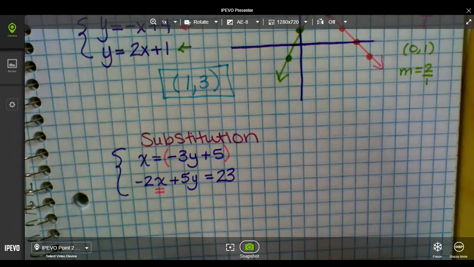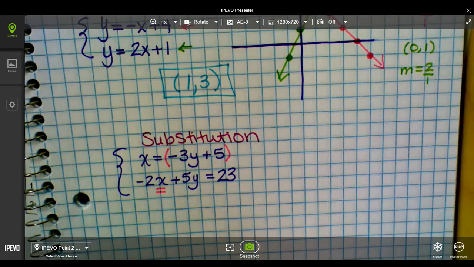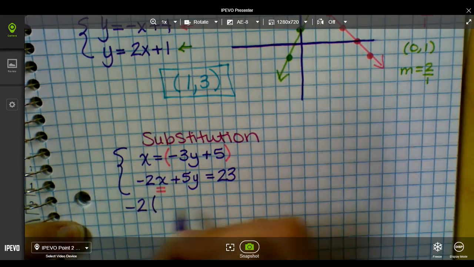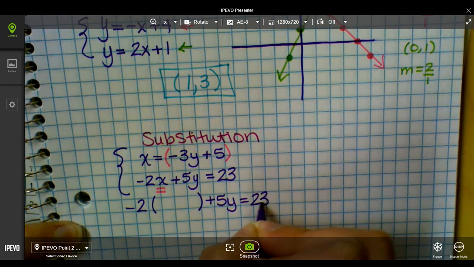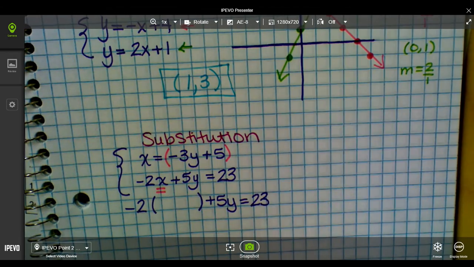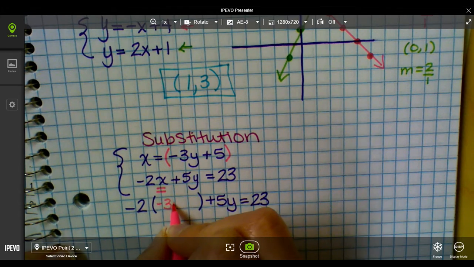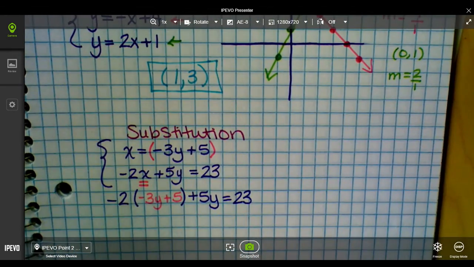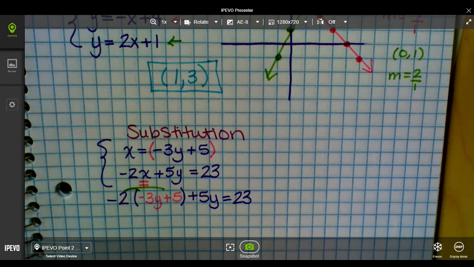Sometimes when I solve these problems, I'll write out everything exactly the same way as it was. So I have -2, but now I know I'm plugging in something for x, and then I have the 5y and the 23 over here. Everything else is staying the same. But now I'm plugging in -3y plus 5 for that x. Then, more often than not, your next step is going to be distribution, which I definitely do have to do here. So I'm going to distribute that -2.